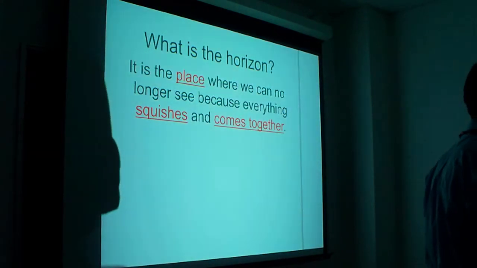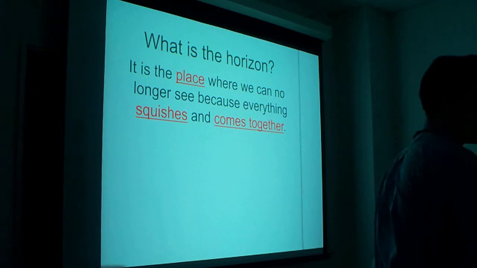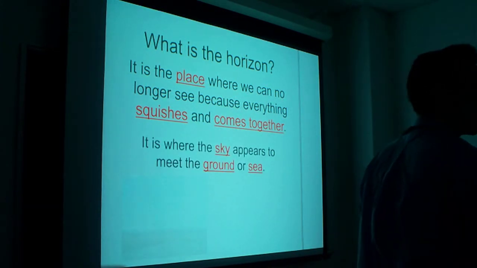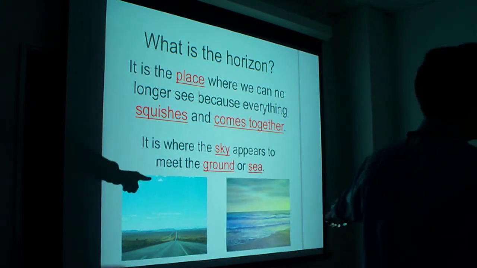What is the horizon? It's the place where we can no longer see because everything squishes and comes together. It's where the sky appears to meet the ground or sea.